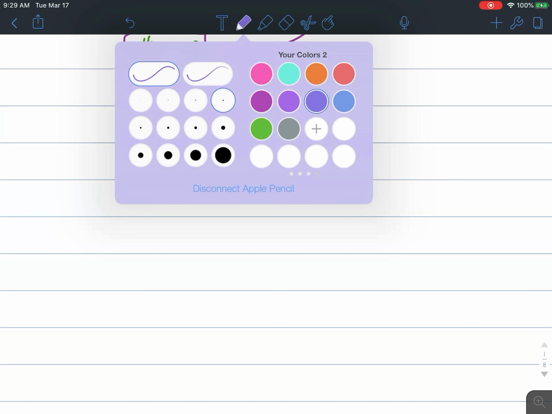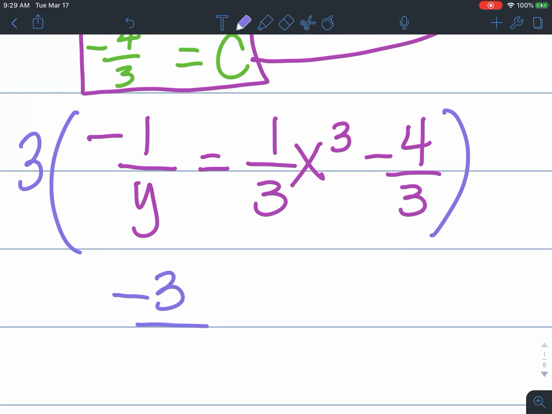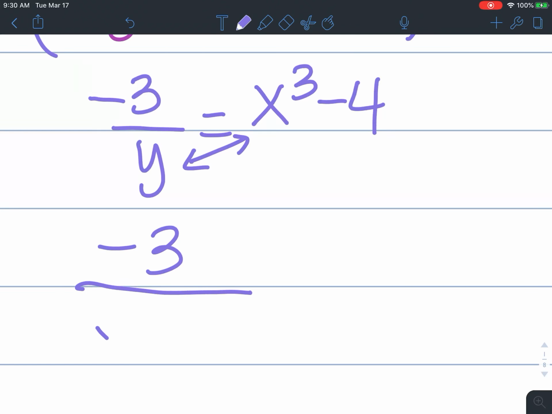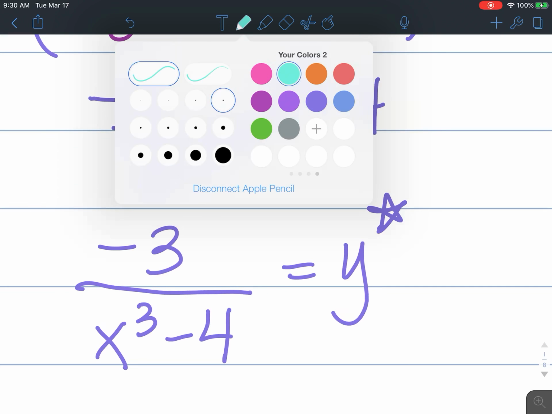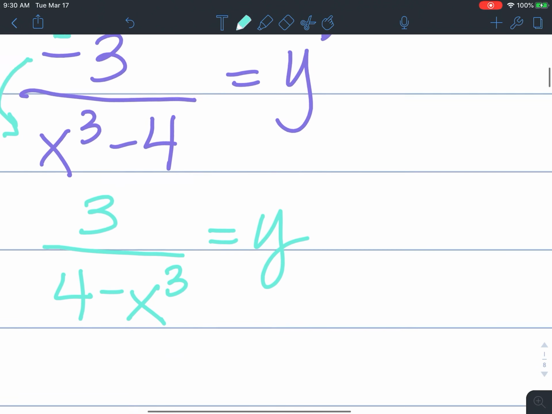The next thing I have to do, my goal here really is to solve for y, because that's what I'm trying to do when I solve a differential equation. I'm trying to get back to what the original was. So I'm going to multiply by 3, because that's going to get rid of the 3's on the right side of the equation. However, I still have y on the bottom, which is no good, so I'm going to do a little cross multiplying and switch these, making it negative 3 over x cubed minus 4 equals y. This is a perfectly fine answer, but I do want to point out for the AP exam that when there's a negative on top like this, they tend to bring the negative to the bottom and then switch the order, just for your multiple choice purposes.